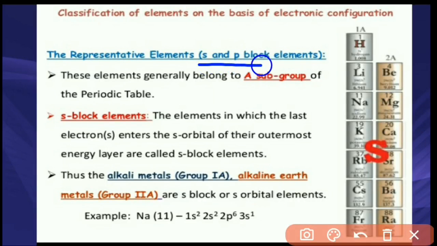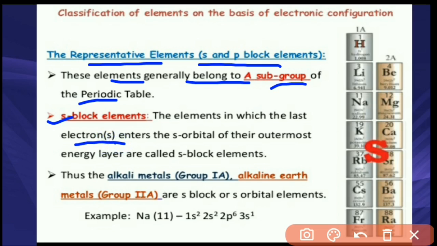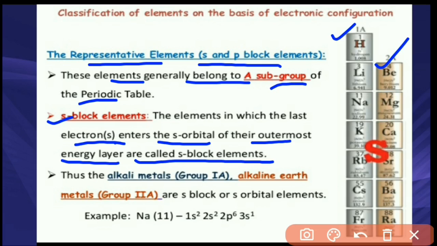s and p block elements are called representative elements. These elements generally belong to the main group of the periodic table. In s block elements, the last electron enters the s orbital of their outermost energy shell. So here only 2 groups are present, group 1 and group 2. Group 1 elements are called alkali metals and group 2 elements are called alkaline earth metals. These are the s block elements.